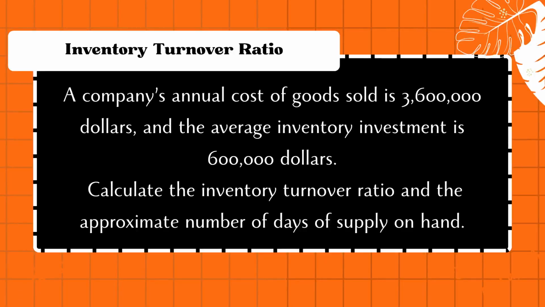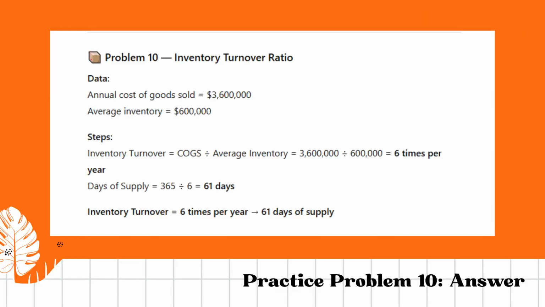Problem 10. Inventory turnover ratio. Over the course of a year, the company's cost of goods sold is $3,600,000. The average amount of inventory it keeps on hand is about $600,000. We need to find how many times the company turns its inventory during the year and approximately how many days of supply that represents.